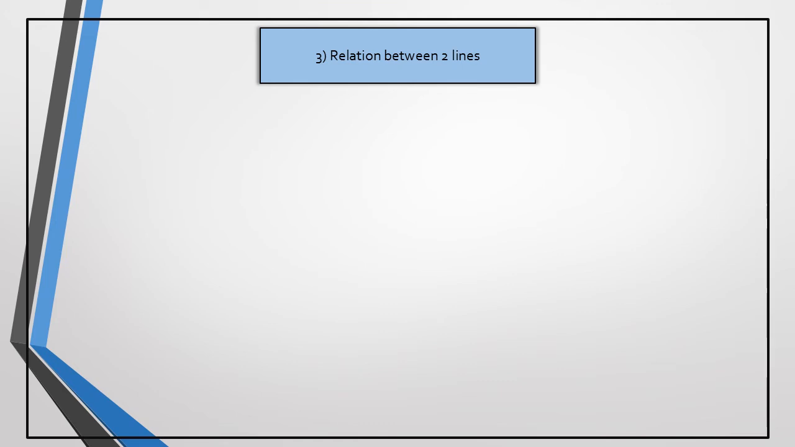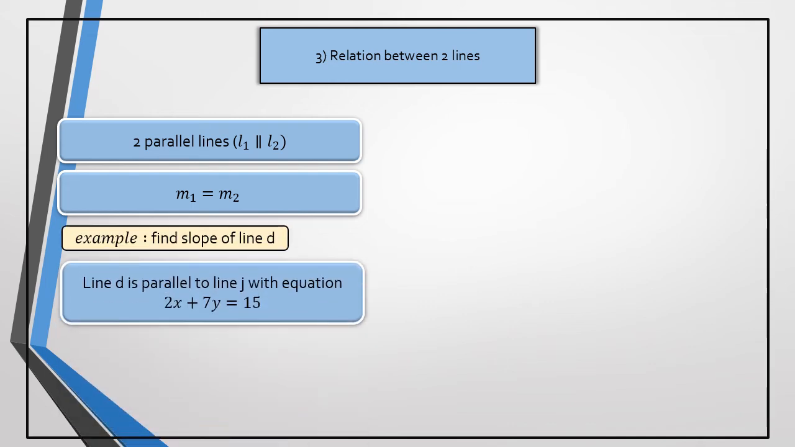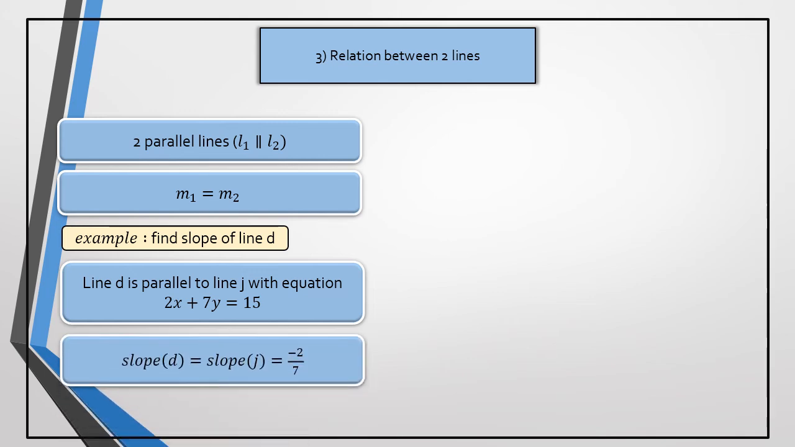The last way to calculate the slope is from the relation of two lines. We will have two relations between lines. The first one is when the two lines are parallel. Then the slope of the first line will equal the slope of the second line, m1 equals m2. Let's take an example. Line D is parallel to line J with equation 2x plus 7y equals 15. Then the slope of line D will equal the slope of line J, which equals minus 2 over 7.